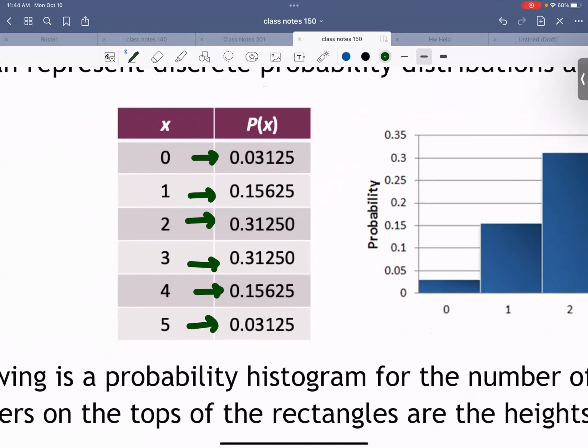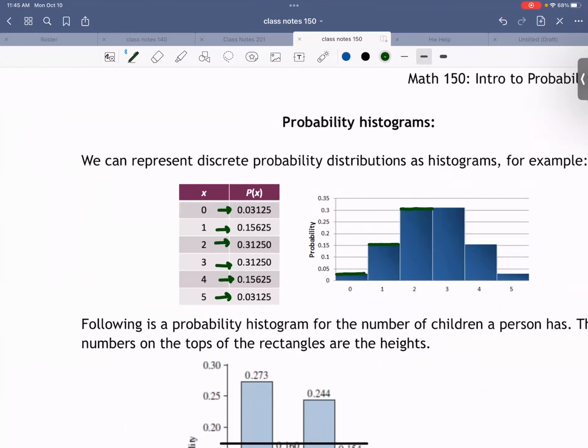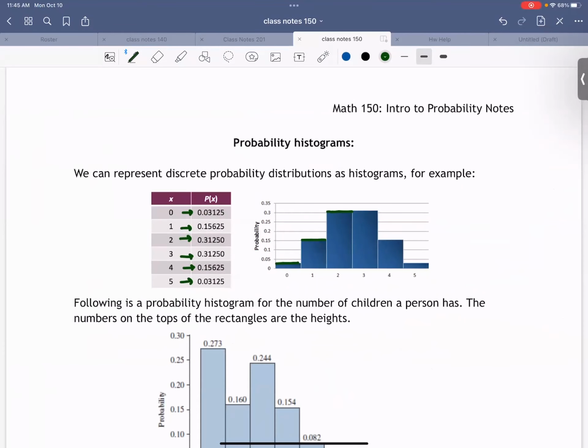Because we have this, we can stick them in a histogram, right? So the probability of 0 is 0.03. So the height is its probability. The height over 1 is the probability of 1. The height over 2 is the probability of 2, and so on. Okay, so we can see probability histograms come up as well.